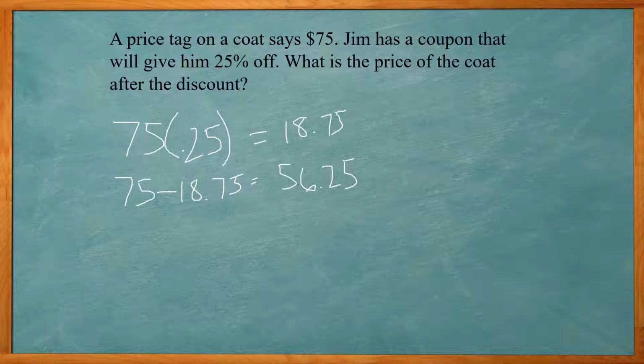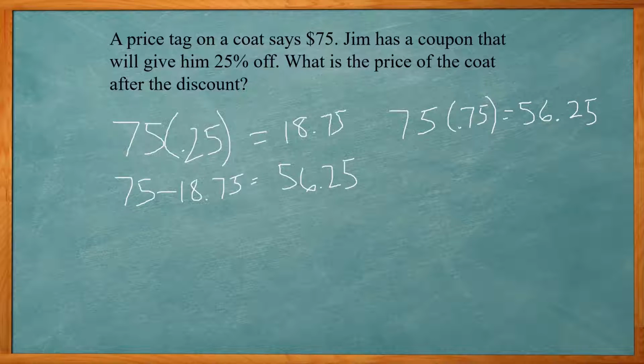Now the other way to think of this is if he's taking 25% off, he's paying 75% of it. So I can just take 75, the dollar amount, times 0.75. That's 75%, change it to decimal. And that will give me the 56.25 right away. Okay, so two techniques. The second one is a little bit faster.